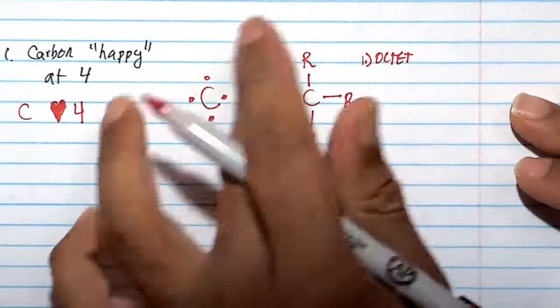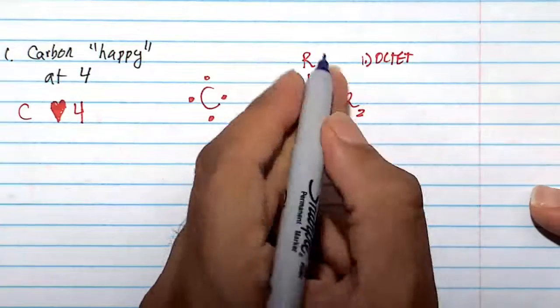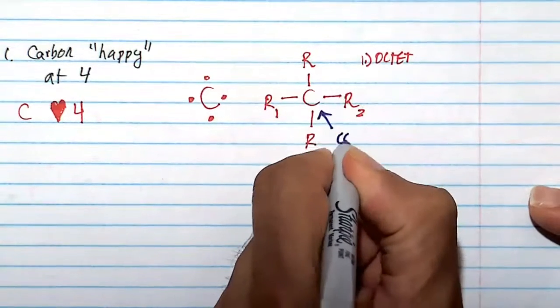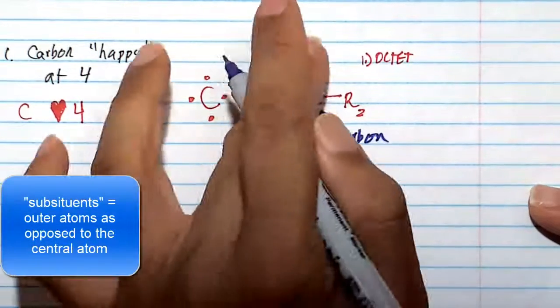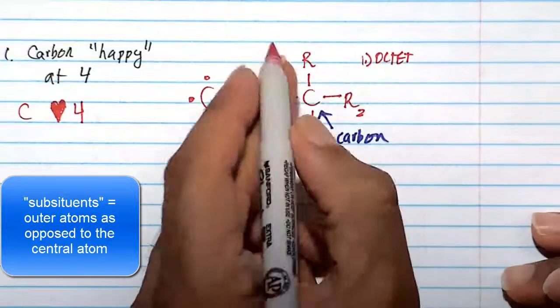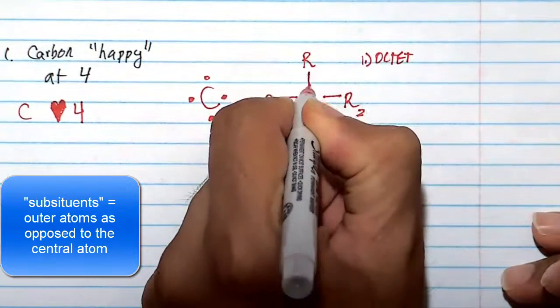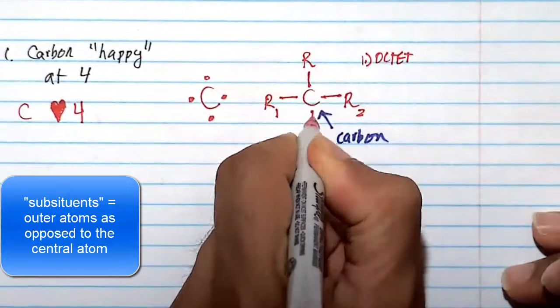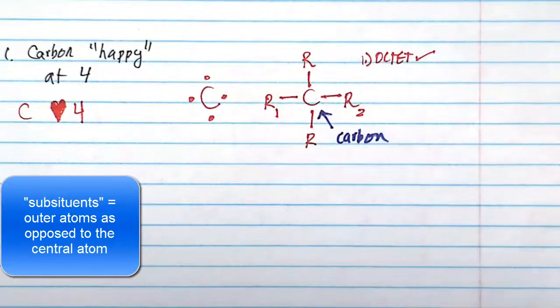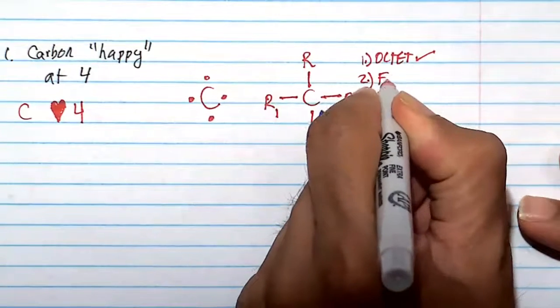For the octet rule, we're going to count both shared and unshared electrons around the central atom. The central atom here is carbon. Let's not worry about the substituents; we're only focusing on the carbon. Looking at the octet rule, it's 1, 2, 3, 4, 5, 6, 7, 8. So the octet rule is satisfied. It's correct.